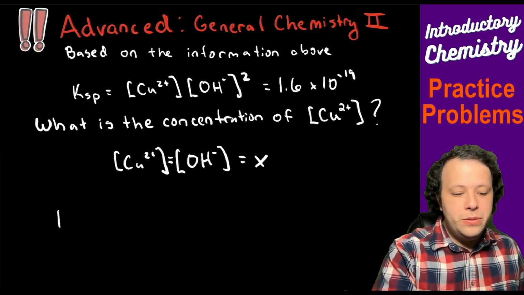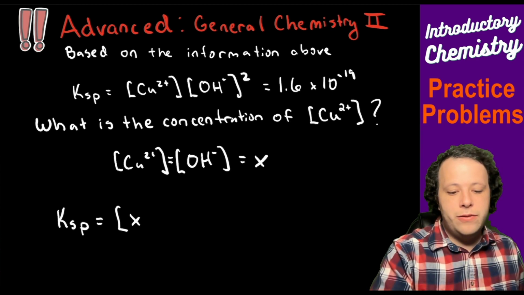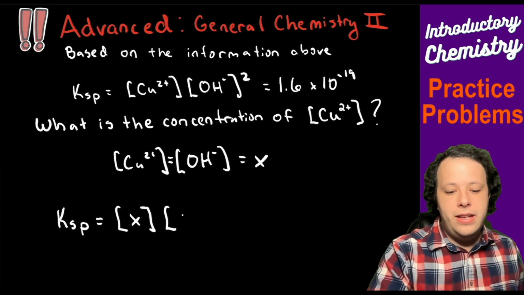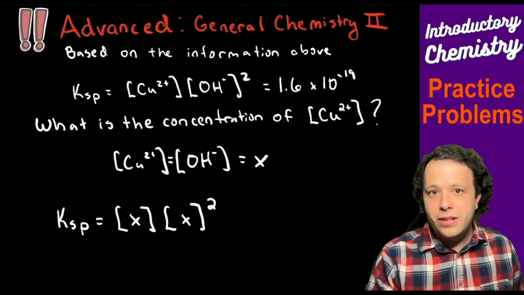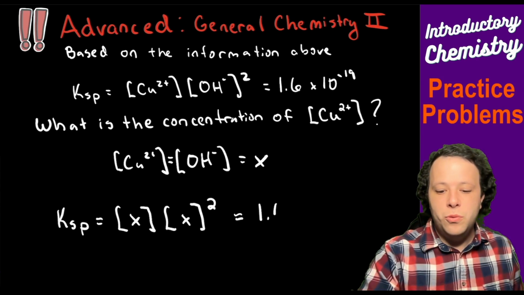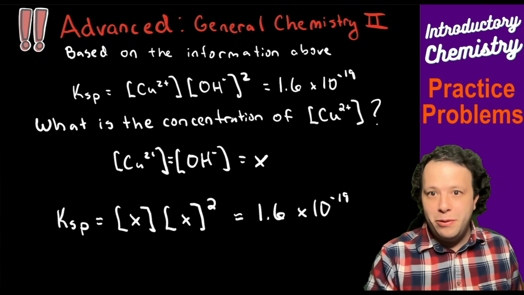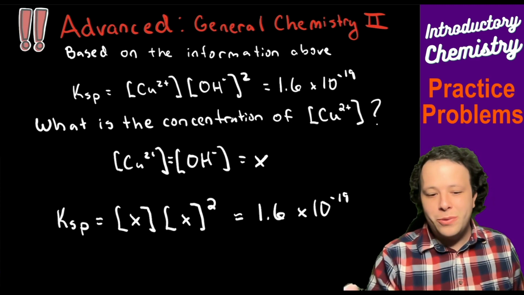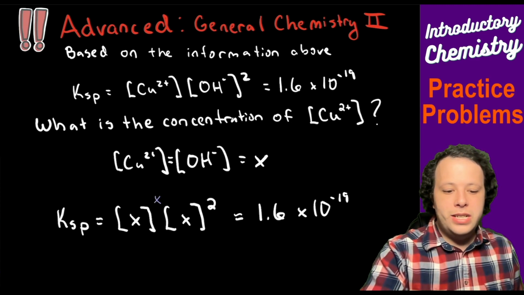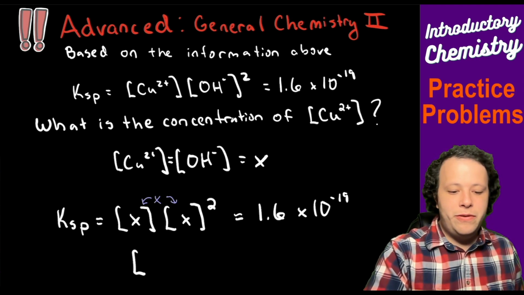So what we will do is, if I have Ksp, I plug in X for copper and for hydroxide. So now I have X times X squared, and all of that is equal to 1.6 times 10 to the negative 19. Well, based on algebra, this is something that you can simplify. Multiplying X times X squared together, we can simplify that to be X cubed.